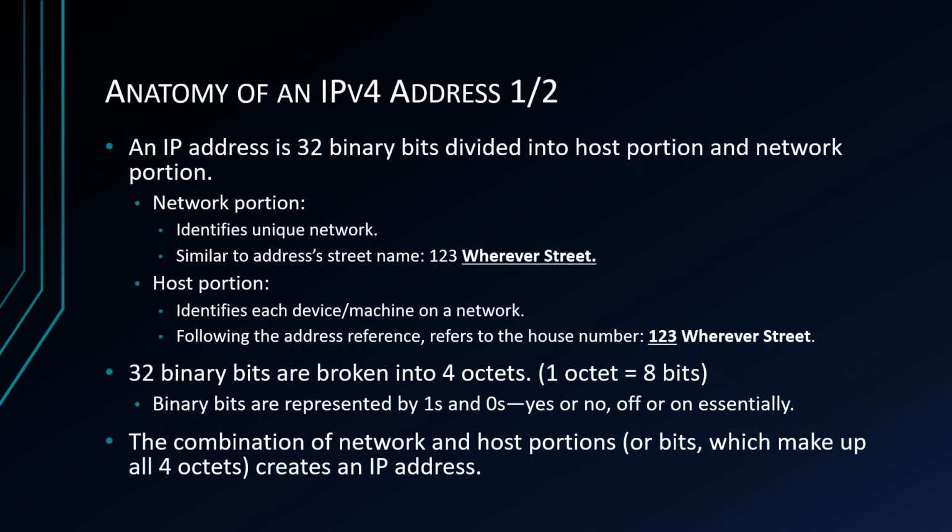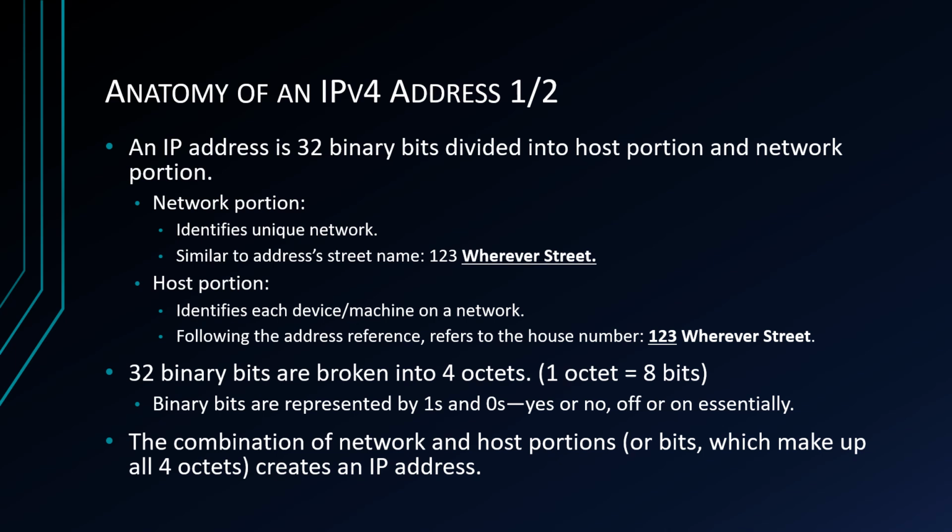So what is an IP address? An IP address is 32 binary bits divided into host portions and network portions. The network portion identifies the unique network. It's similar to an address's street name, so 123 wherever street. The host portion identifies each device or machine on a network. Following the address reference, this refers to the house number, 123 wherever street.